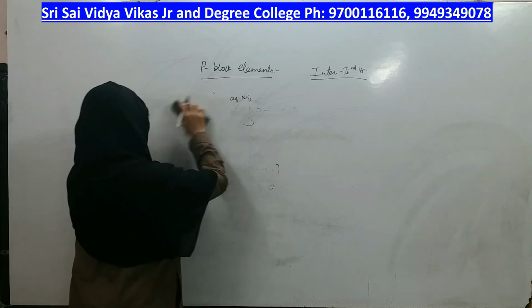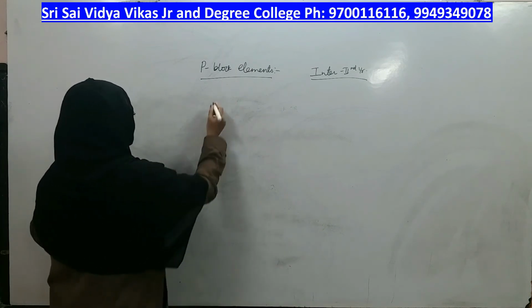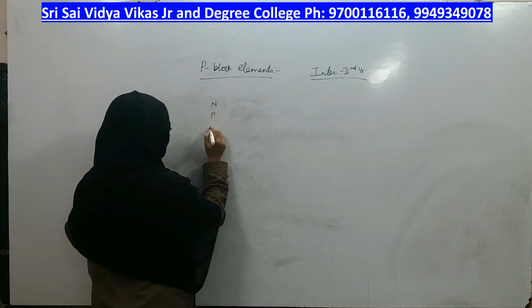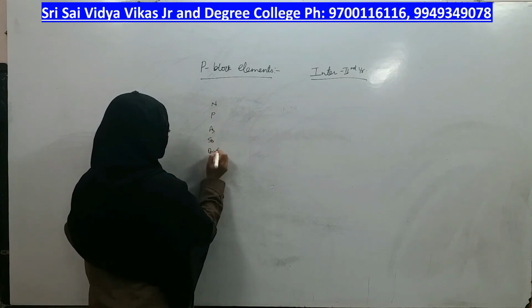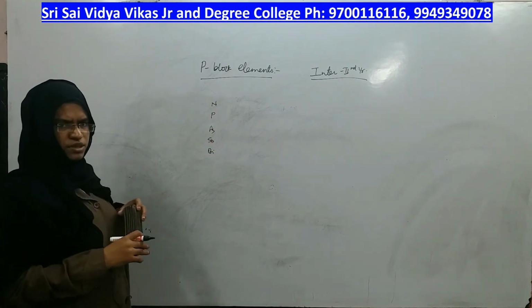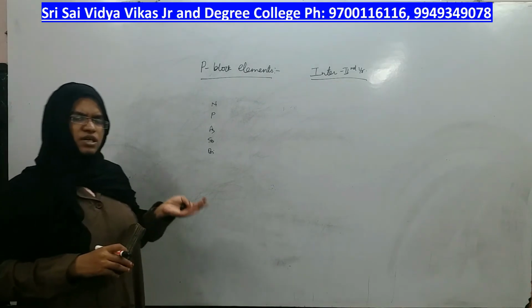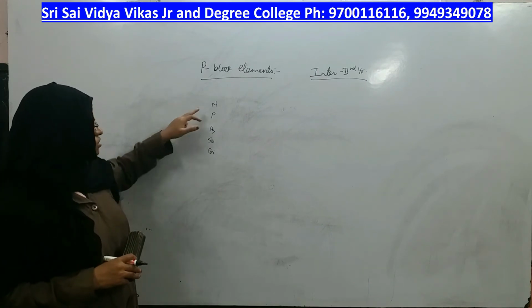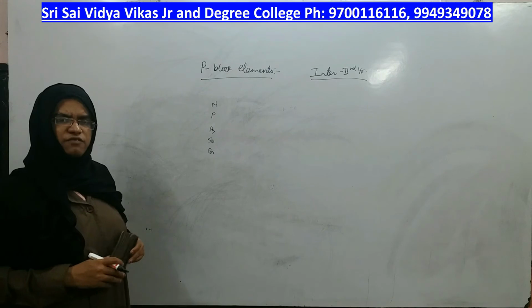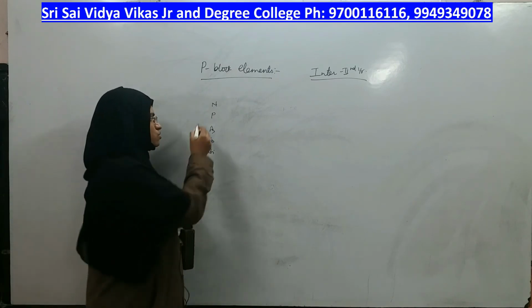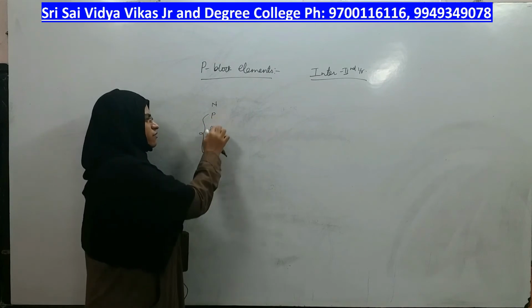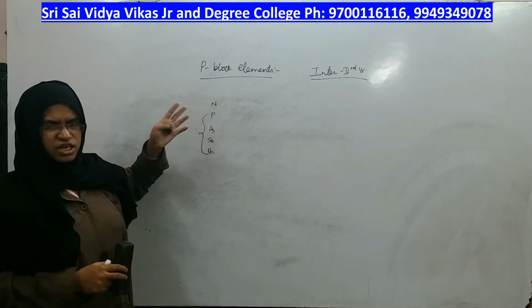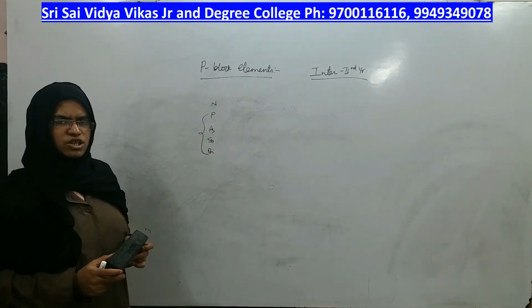Nitrogen, phosphorus, arsenic, antimony and bismuth. If they are coming under one group, that means their properties should be similar, their reactivity should be similar, they should have similar nature, right? But nitrogen, which is present at the top, doesn't have a similar nature like the others do. The other 4 elements have some similar nature, nitrogen has a different nature. That different nature is called the anomalous nature of nitrogen.